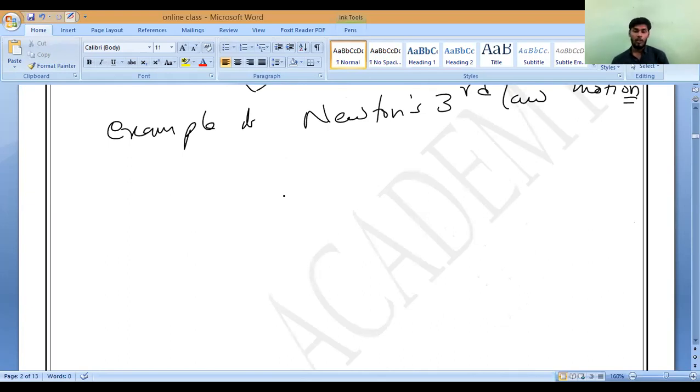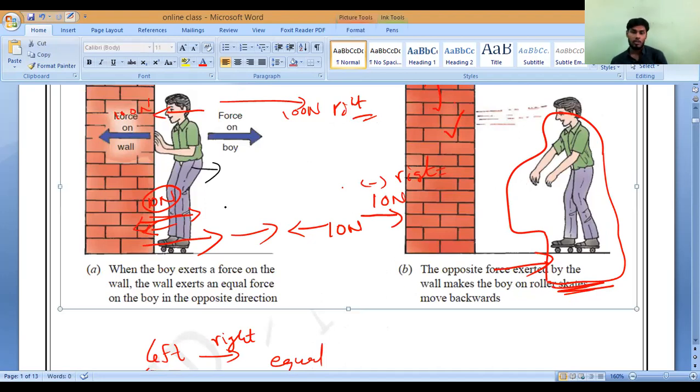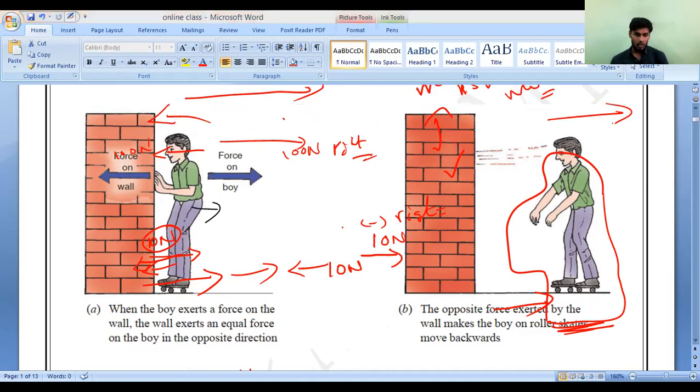So that is Newton's law of motion. If I push the wall very forcefully, the wall also pushes with the same force. It will push me in the back direction. If I push with less force, the wall also pushes me with less force. That is what you should remember. Do you all understand? Yes, sir.